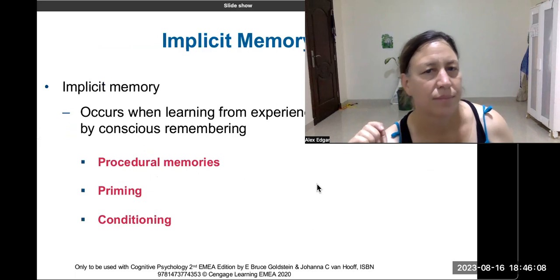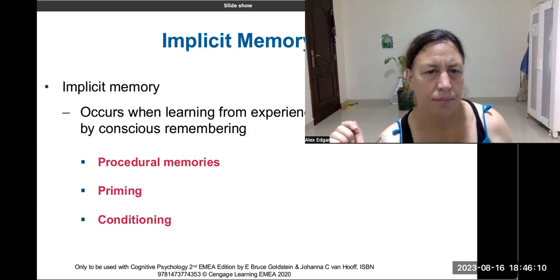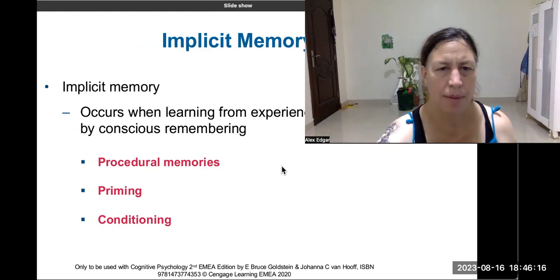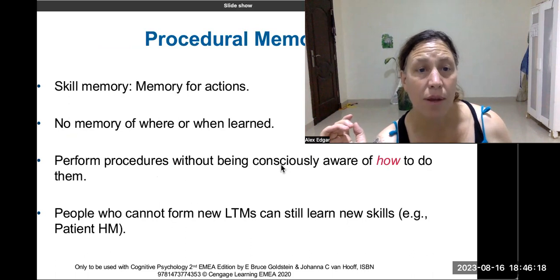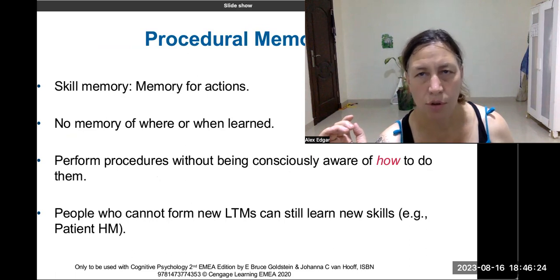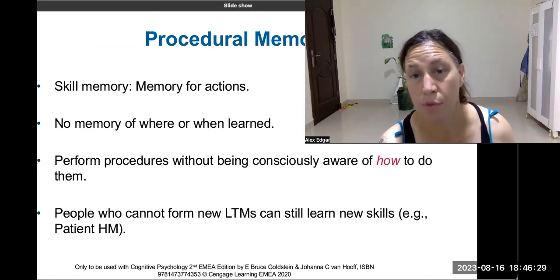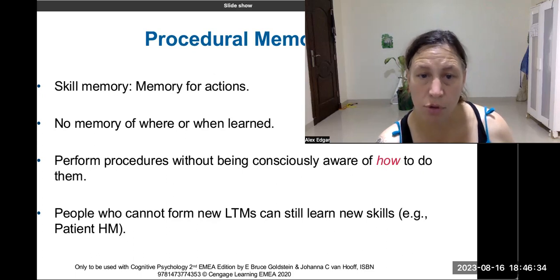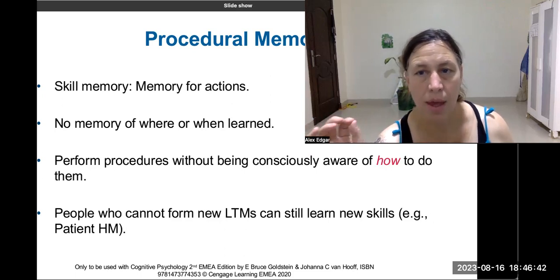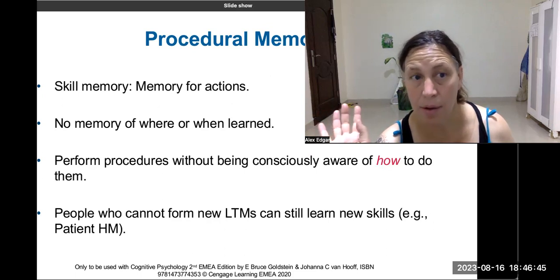All right. Implicit memory. You don't consciously remember. Procedural, priming, conditioning. Okay? PPC. Skill memory. Memory for actions. You don't remember how you learned to eat with a knife and fork, but you do know how to do it. People who can't form new long-term memories can still learn new skills because skill is not the same as semantic long-term memory.